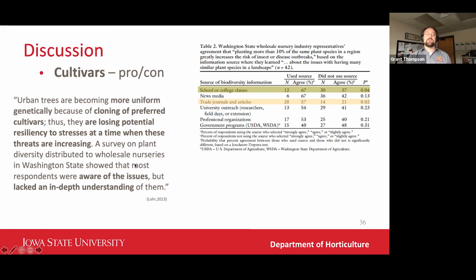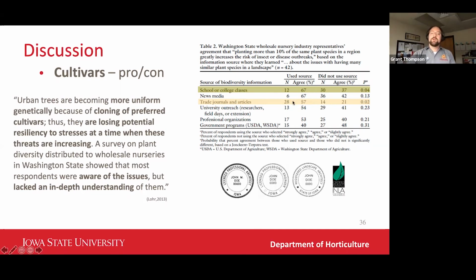They did a survey of wholesale nurseries in Washington state. And while a lot of the folks responded that they were aware of diversity and genetic diversity, they really didn't understand what to do about them. They dug into this a little more, did some surveys, and found that the significant areas where you can maybe impact people's understanding of diversity, either taxonomically or genetically, really came in from school or college or trade journals and articles. So what does this mean for this consultant thing that we're looking at?